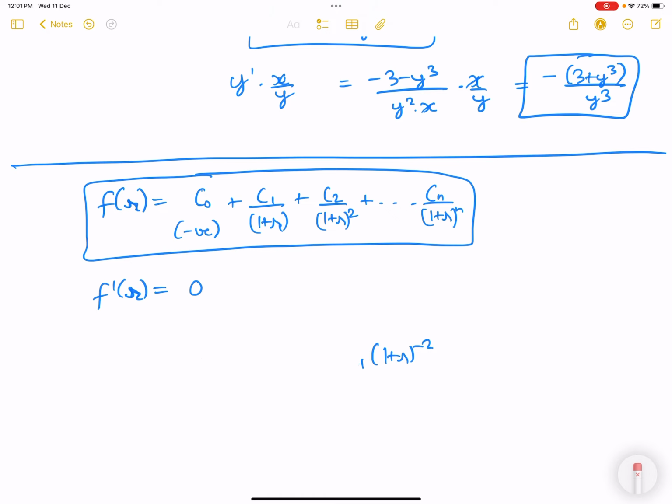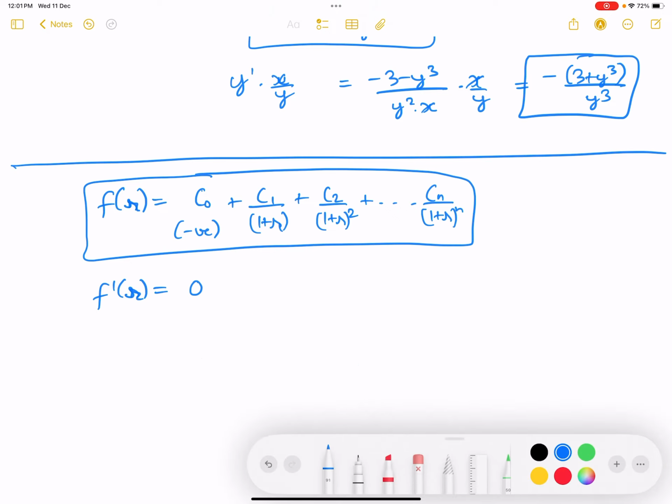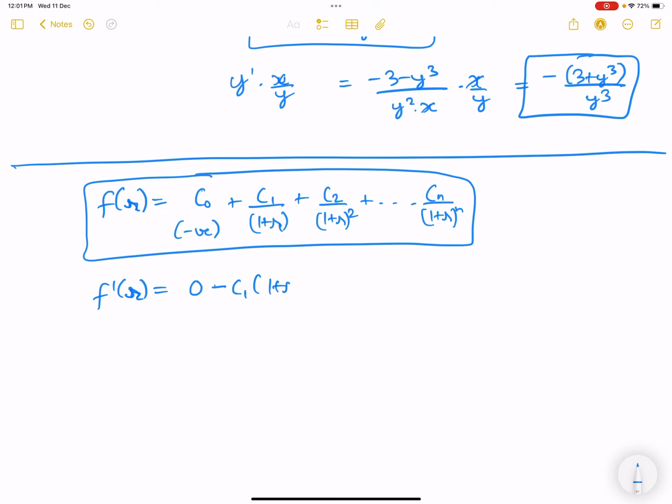Similarly, solving for the other terms we get: minus c1 (1 plus r) to the power minus 2, then minus 2c2 (1 plus r) to the power minus 3, then this will keep on going, minus 3c3 (1 plus r) to the power minus 4, and the last term would be minus n cn (1 plus r) to the power minus n minus 1.